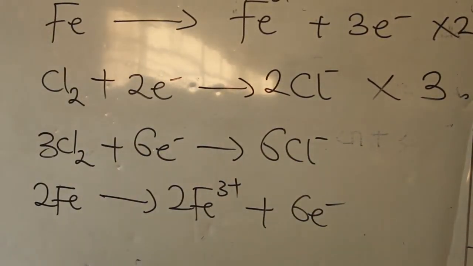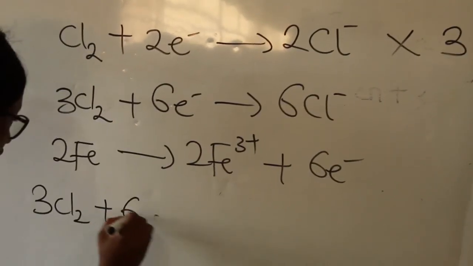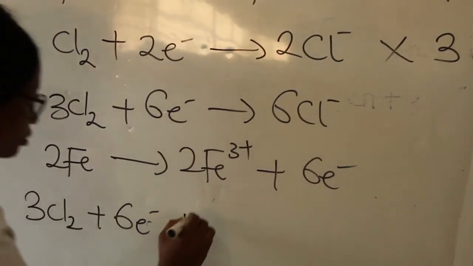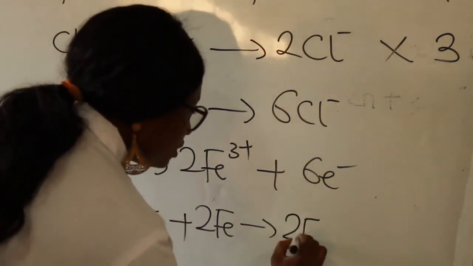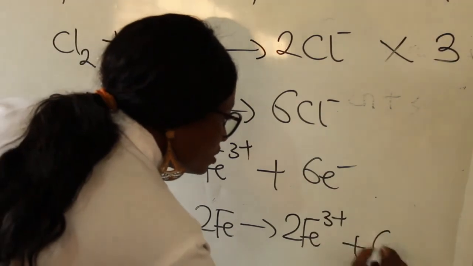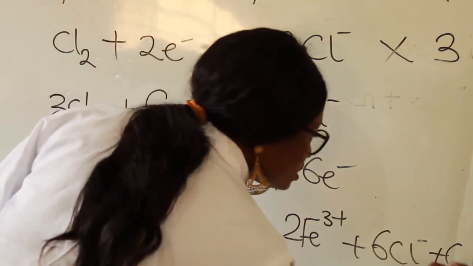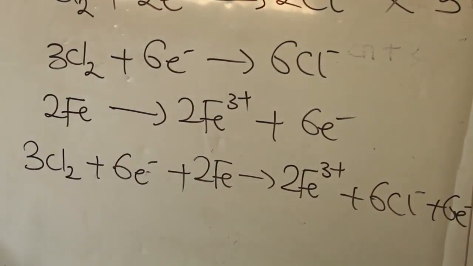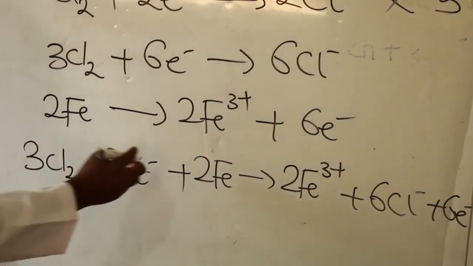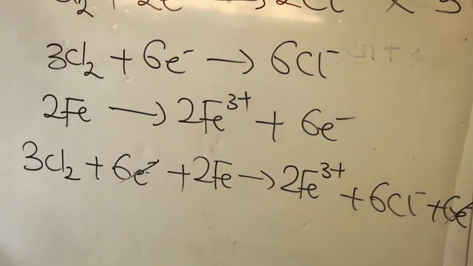From our last example, what do we do? Add the 2 equations together so that you can remove whatever thing is the same there. So you have Cl2 plus 6 electrons plus 2 of iron, give you 2 iron 3 plus 6 chloride plus 6 electrons. Now this is your reaction. This and this are the same. Cancel this, cancel this. What do you have?